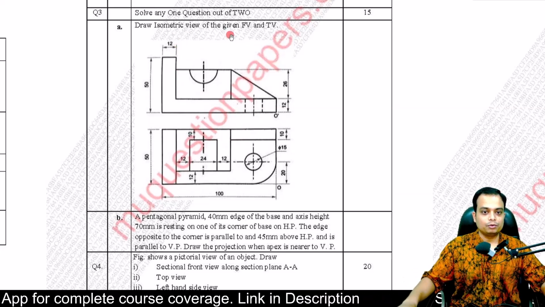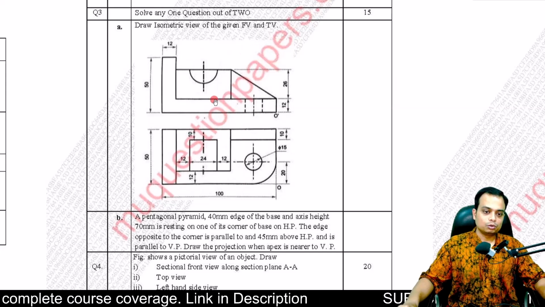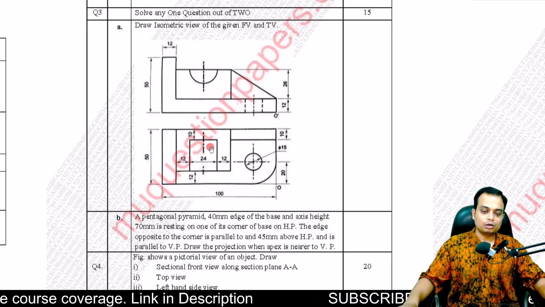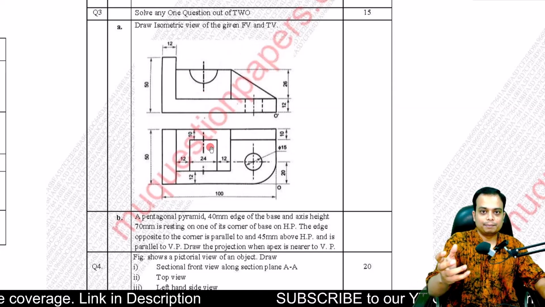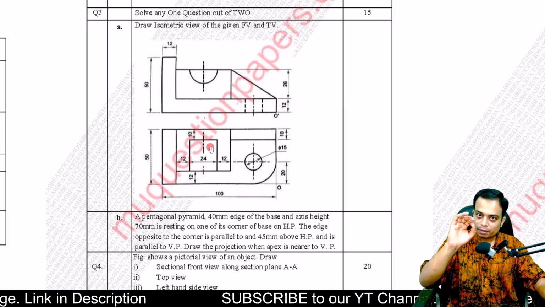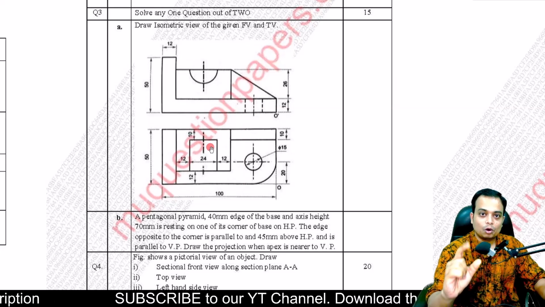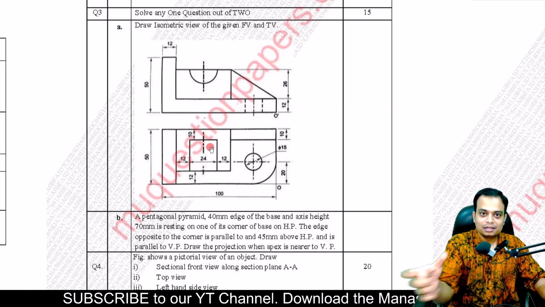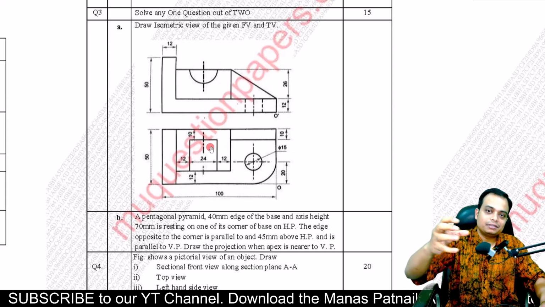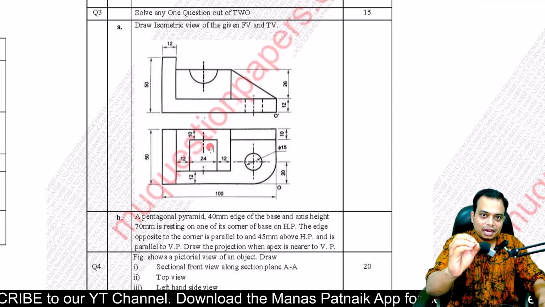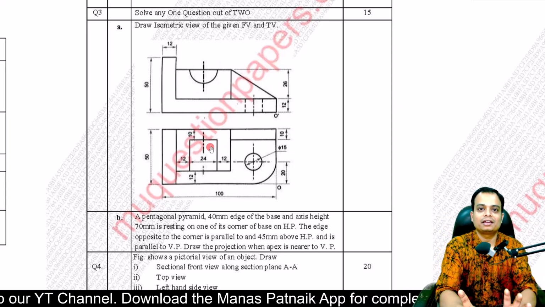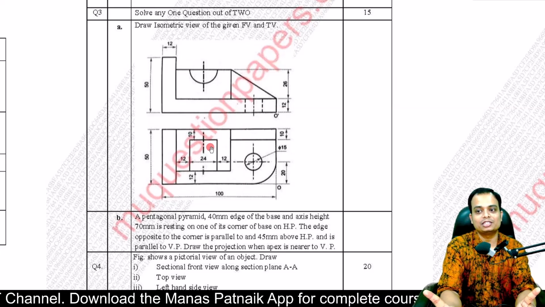Draw the isometric view of the given front and top views. So we have been given the front and top view of a machine component. Let's say we need to prepare the isometric view. That means the view where all the dimensions, length, width, and height can be seen in one single view. That's the isometric view.